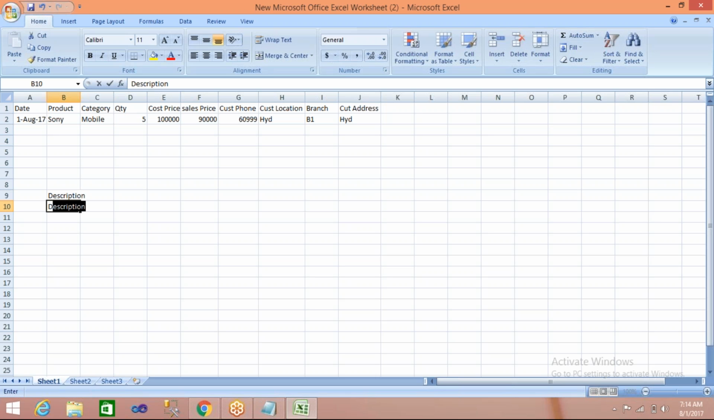Descriptive information is like the date on which they purchased, what is the product, what is the product category, and location. Customer information, in the sense, might be customer phone, location, address, and branch. So these are all the descriptive information about this particular record.